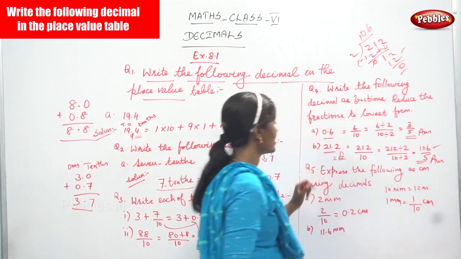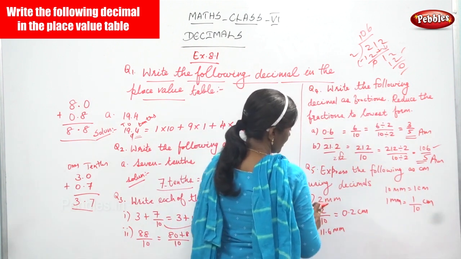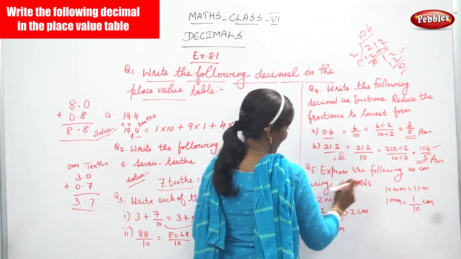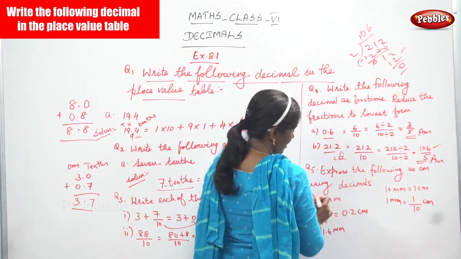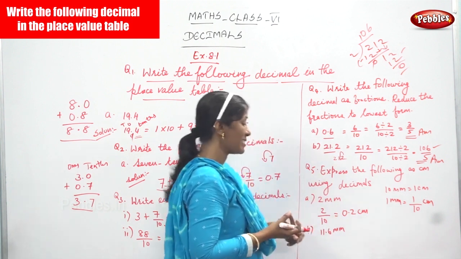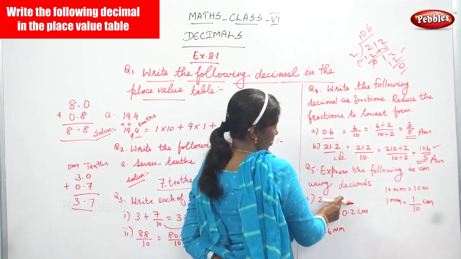And the next one, question number 5, express the following as using decimals. So this is given as the question, but you have to make it as decimal. But they have given the unit values. That means millimeter is a unit. So 2 millimeter is a very small unit.